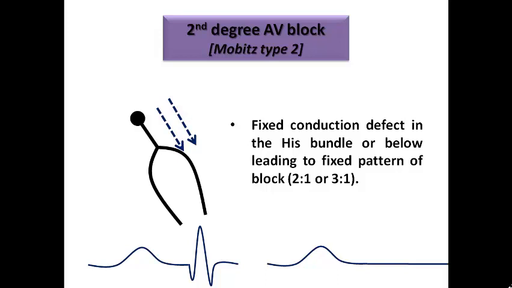And it is different from Mobitz type 1, which shows progressive conduction delay in the AV node till one beat is not conducted. Here I have a fixed order of blockade, like 2 to 1, where of each 2 P waves, one is conducted and one is blocked, or 3 to 1, where of each 3 P waves, for example, 1 is conducted and 2 are not conducted. So 3 to 1 is a higher grade than 2 to 1 and has a much worse prognosis than 2 to 1, for example.